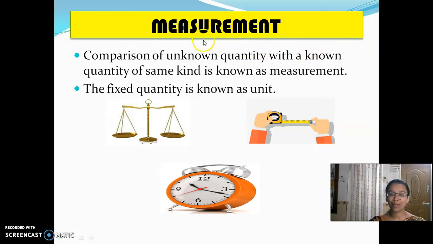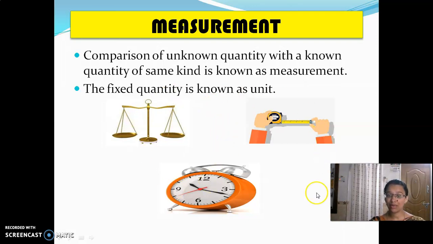What is it? Measurement. Comparison of an unknown quantity with a known quantity is known as measurement. The fixed quantity or the known quantity is known as a unit. It is called a unit.